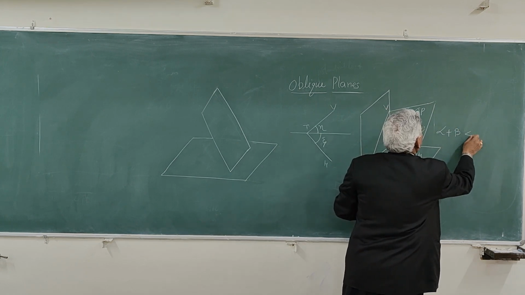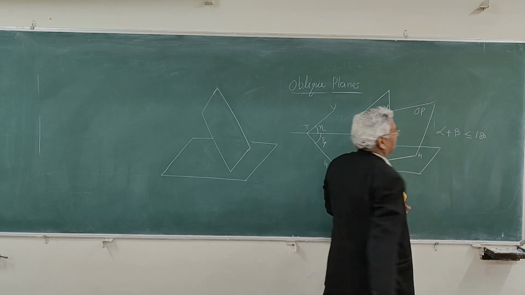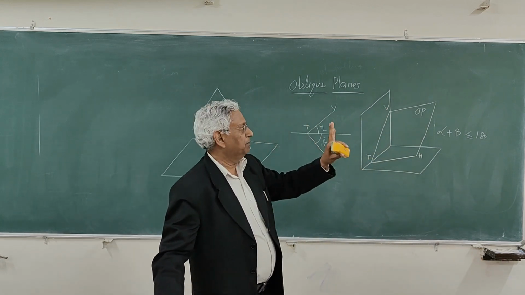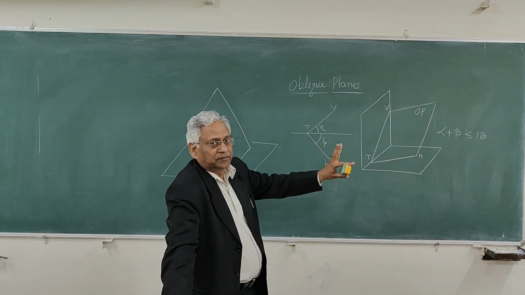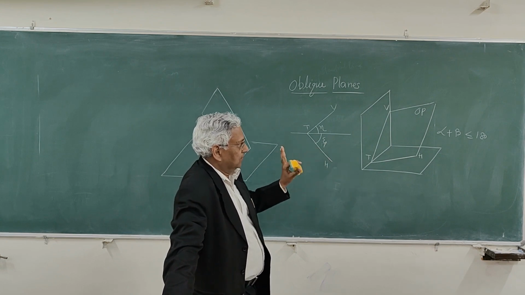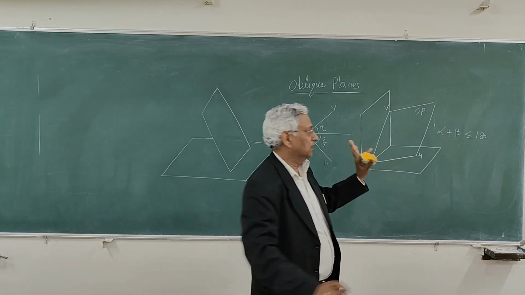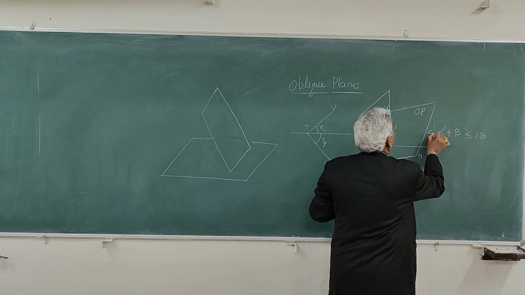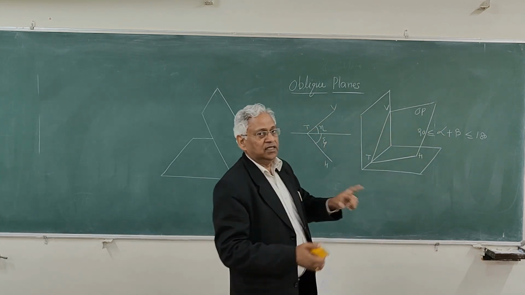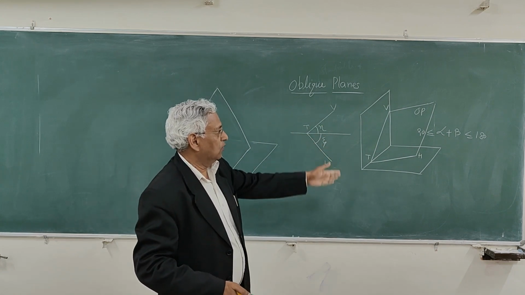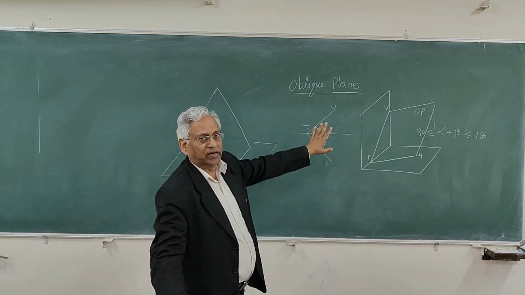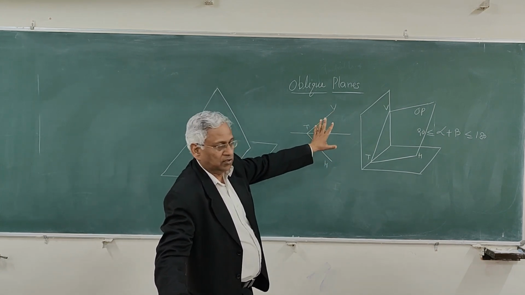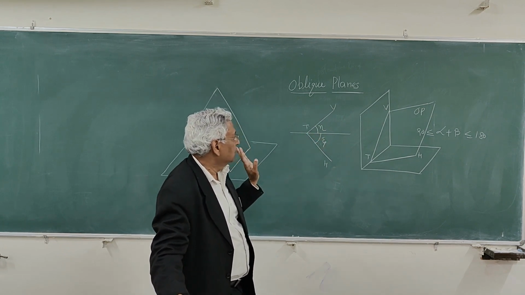And alpha plus beta cannot be more than 180 degrees, and it is 180 degrees when the plane is a profile plane, when alpha and beta both are 90 degrees. It is always more than 90 degrees. It cannot be less than 90 degrees. And 90 degrees is when the plane is perpendicular to either horizontal plane or vertical plane. In that case, beta will be 0 or alpha will be 0.